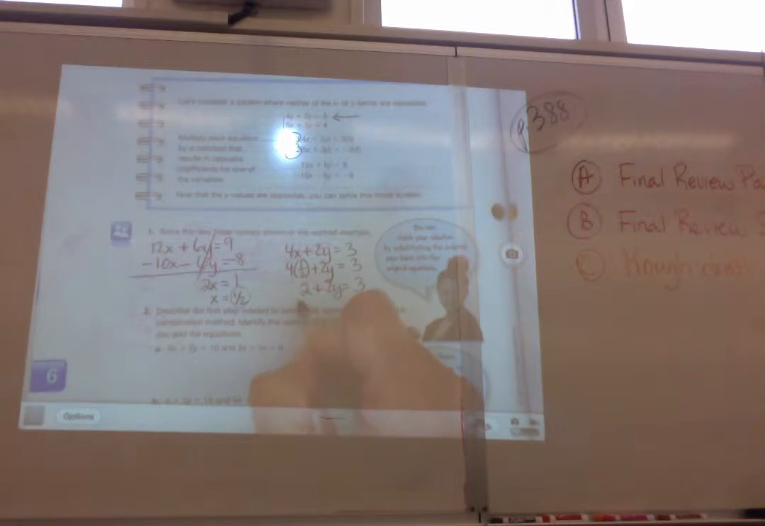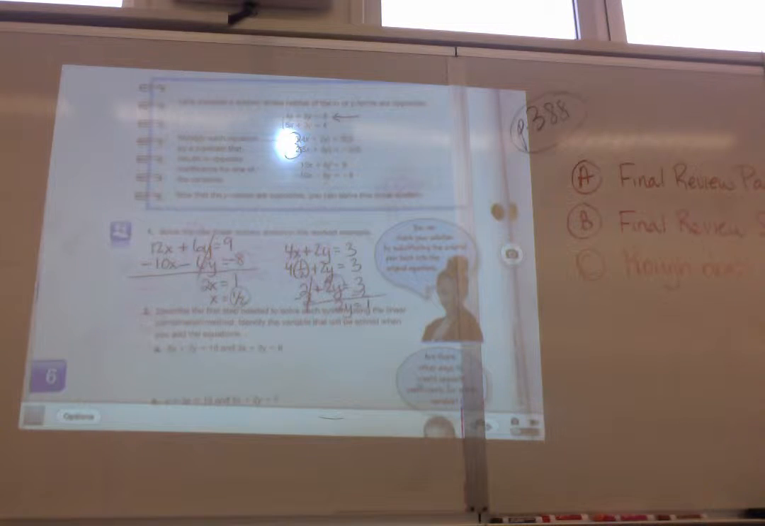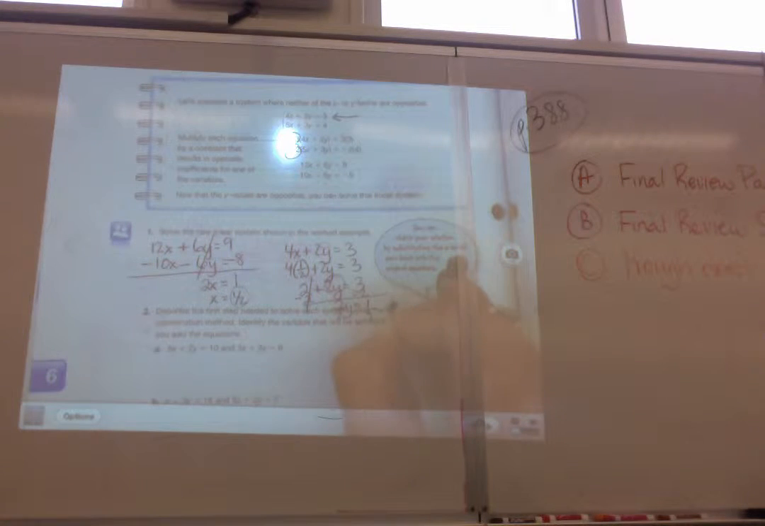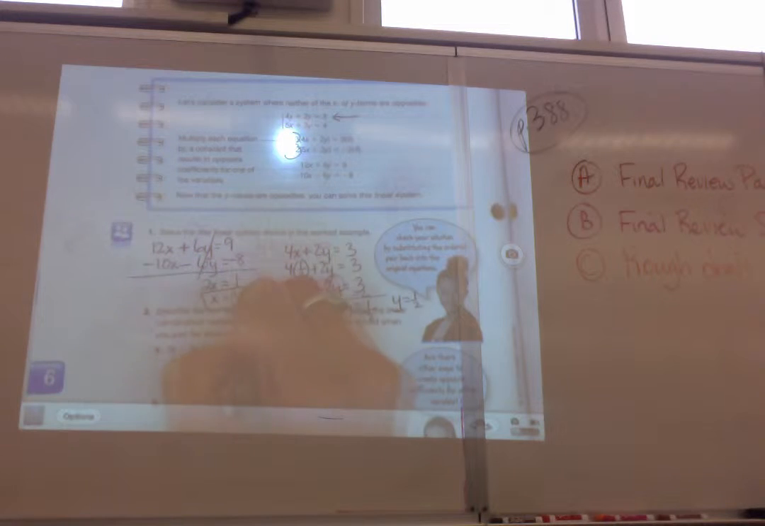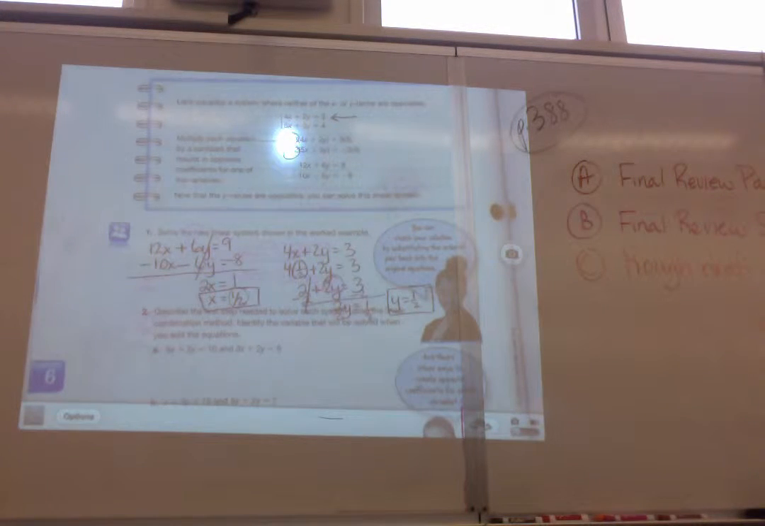Okay, now we got to get this y by itself. So the first step is get rid of the 2. Now we have 2y equals 1. So what does y equal? Division time, divide by 2, divide by 2. Y also equals 1/2. So here's the x coordinate. There's the y coordinate.